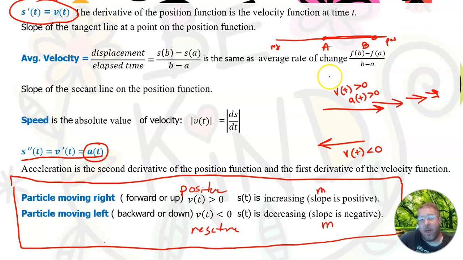Whereas if you have a positive velocity and your acceleration is negative, that means you're going to the right, but you're going to the right less fast. Your velocity is basically slowing down. So anytime your signs are different, that means you're slowing down. If your signs are the same, your velocity is positive and your acceleration is positive, that means you're going to the right even faster.